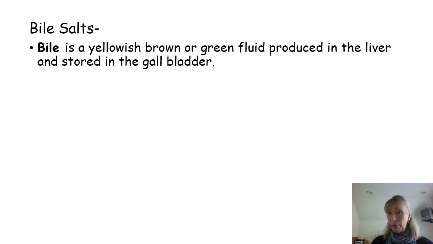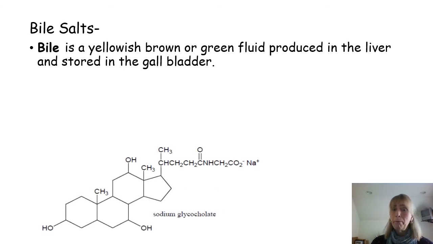So that cholesterol that we just saw is a precursor for the bile salts. Bile itself is a yellowish brown or green fluid that's produced in the liver, and it's stored in the gallbladder. Bile salts are simply the salt. Their salts are going to be a carboxylate salt. So there we see the salt.